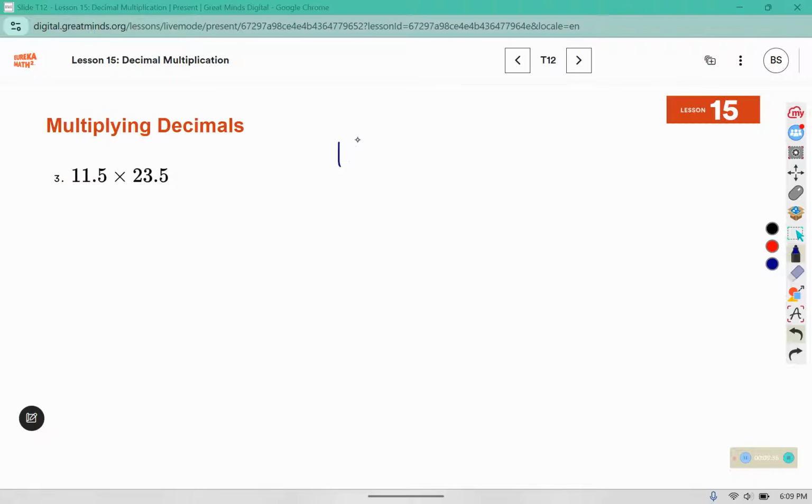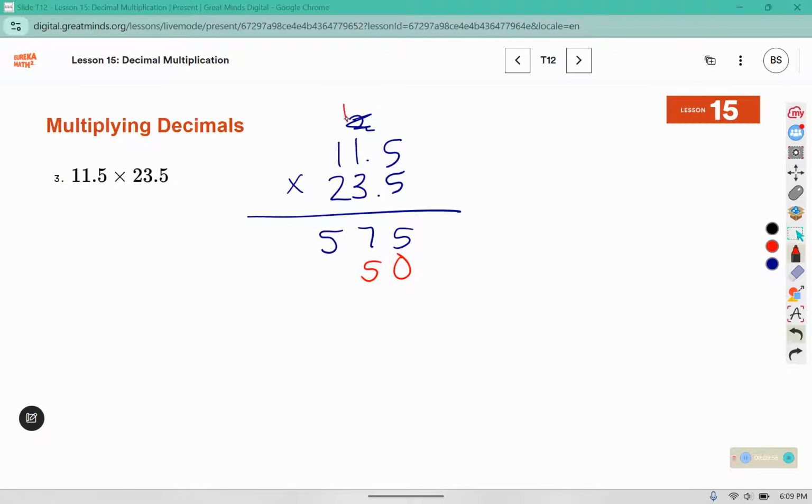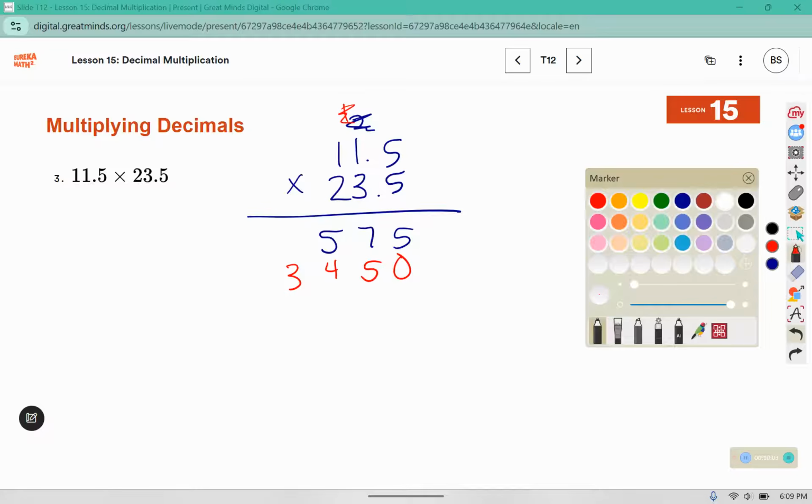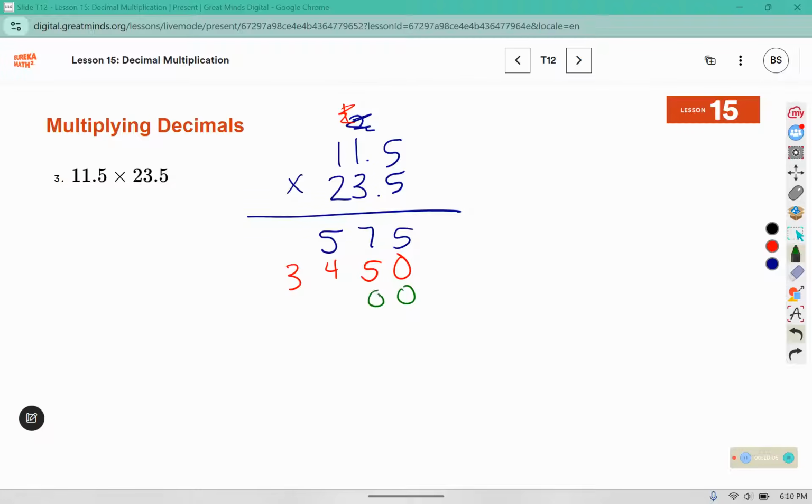Here I have 11.5 times 23.5. 5 times 5 is 25. 5 times 1 is 5. 6, 7. 5 times 1 is 5. 3 times 5 is 15. 3 times 1 is 3, plus 1 is 4. 3 times 1 is 3. 2 times 5 is 10. 2 times 1 is 2, plus 1 more is 3. 2 times 1 is 2.